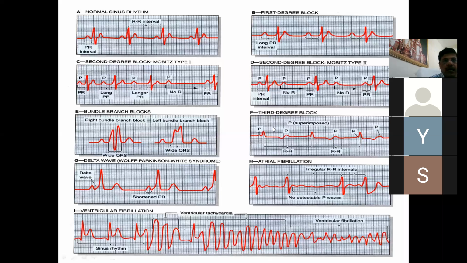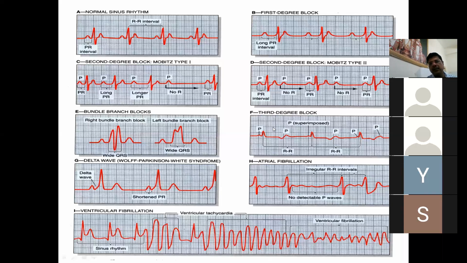This phenomenon is called Stokes Adams syndrome. It's called Stokes, not stroke. S-T-O-K-E-S, Stokes Adams syndrome. It's a very frequently asked viva question or short note. What is Stokes Adams syndrome? Yesterday somebody had asked me. I think Nikita Gidwani had asked me on the phone, and I had told her.